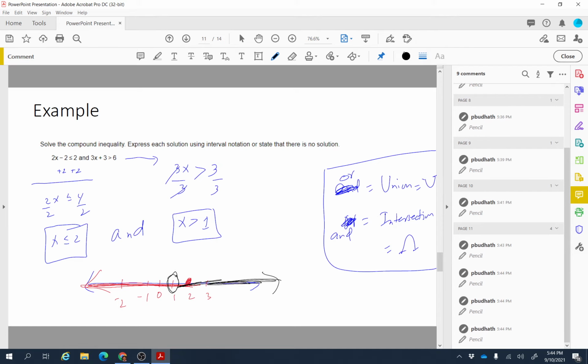So intersection means wherever you see the red color and then black color both. In this case, the black color is starting slightly after 1, and then red color stops at 2. So the intersection, the solution is (1, 2], including 2 and not including 1. So that is our solution. The solution for this compound inequality is any value of x after 1 and before 2, including 2. So intersection means both colors.